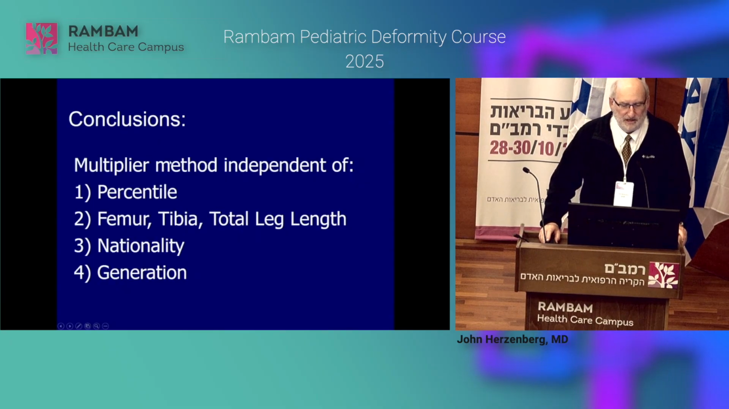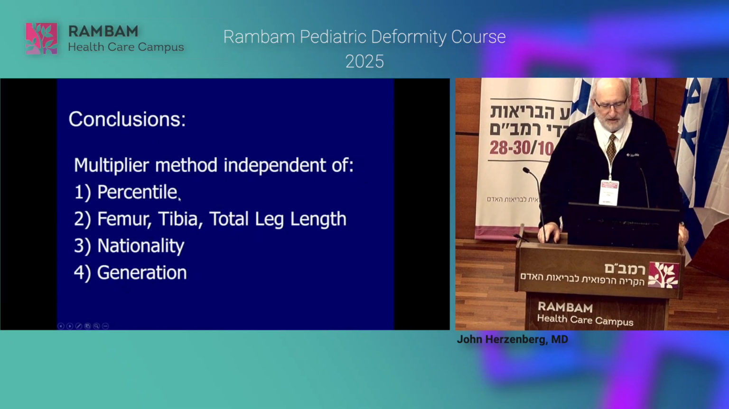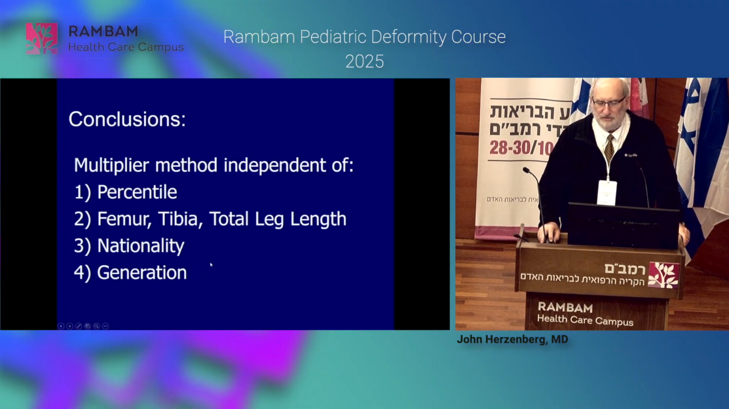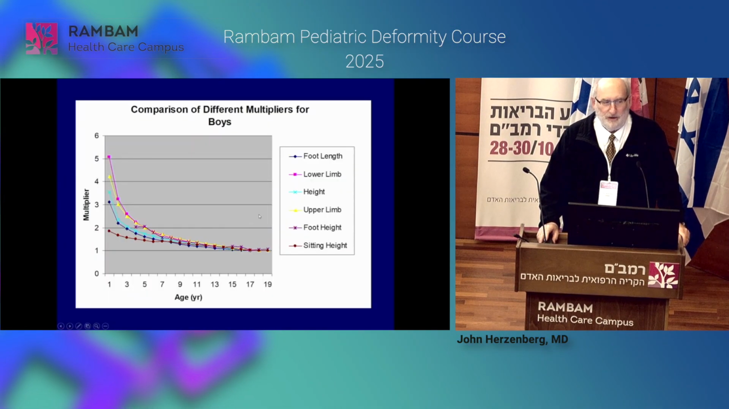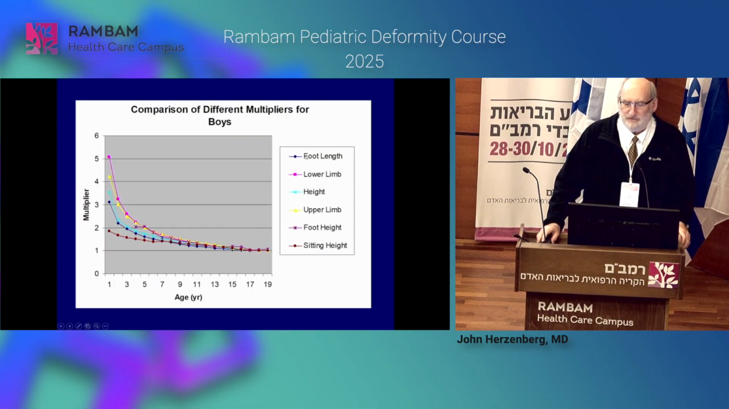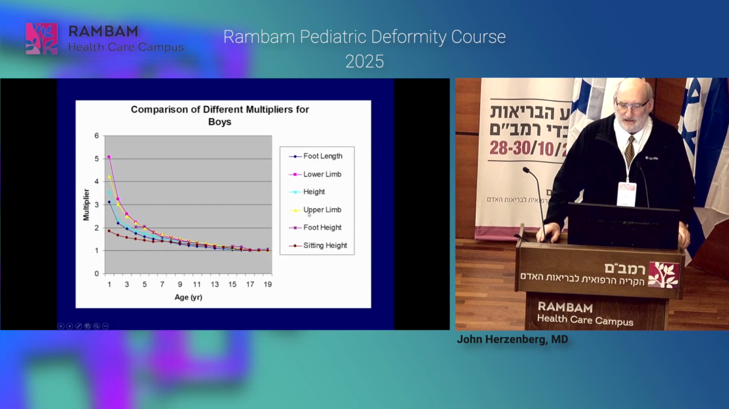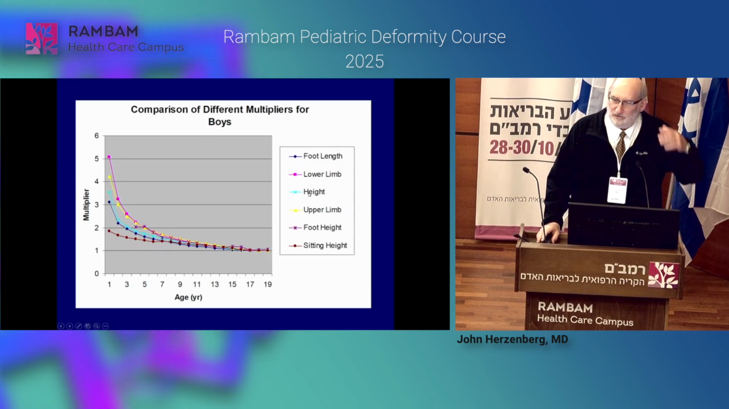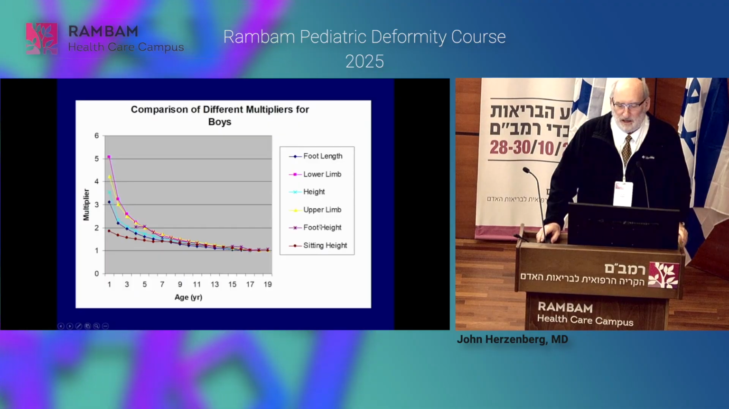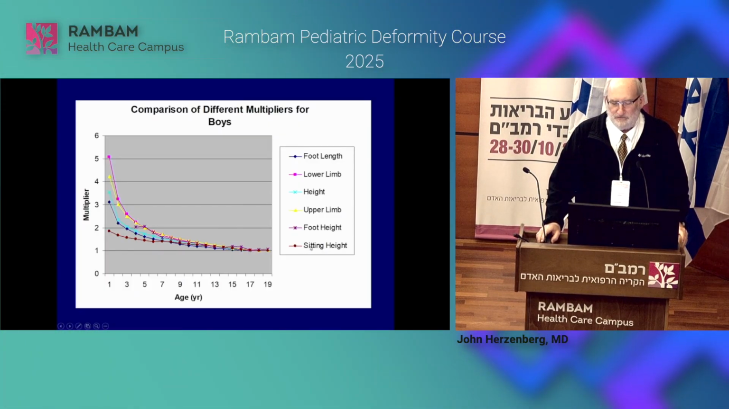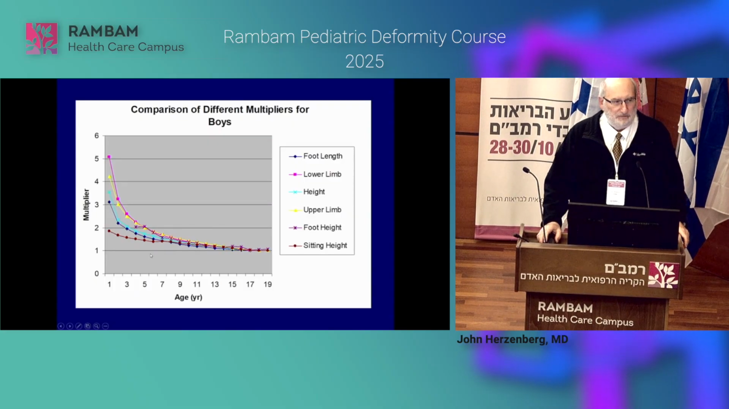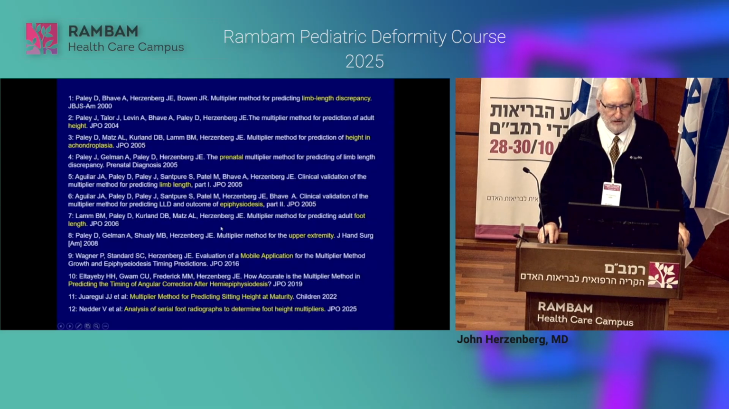So the multiplier concept seems to be independent of percentile, big or small child, femur, tibia, or total length, nationality, or even generation. What it is different for is different body parts. So, for example, if you calculate the multiplier for the length of the foot, that's different than for the height multiplier, which includes the spine and the head, and the sitting height multiplier, which is just the spine, and the lower limb multiplier. So there are different multipliers for different body parts that you do have to come up with.